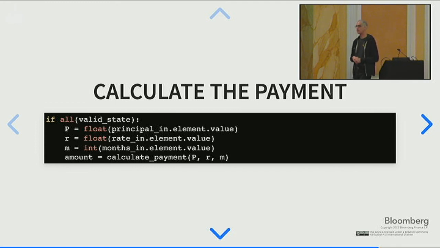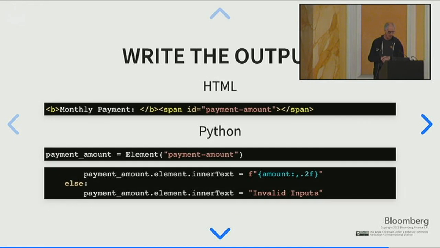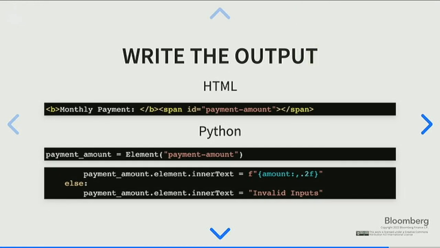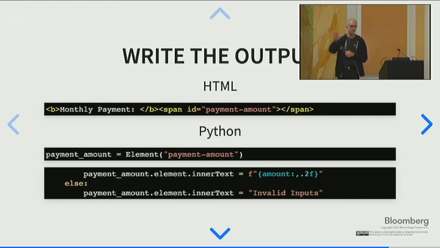To calculate the payment, as I mentioned, we're going to use all to validate that all the inputs are valid. We then just call our internal calculate payment, which does the mortgage calculation. And then once we have that amount, we're going to use the payment amount, the output element, and then we're just going to use the inner text property of that element to shove the payment amount into that span.